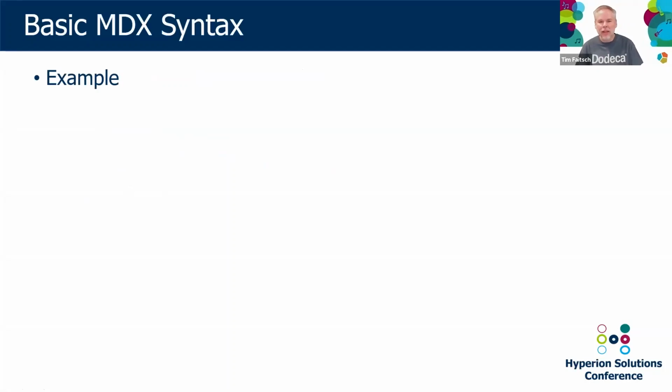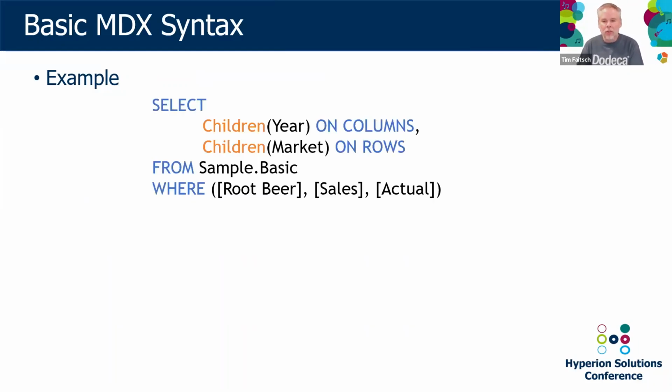So now that we've got those building blocks of the tuples and sets, we can build a select statement. All MDX uses the word select to pull the data in. And then we can give it our sets for our columns and our set for our rows. Right, so we're specifying, hey, give me all the children of year on my columns. Give me all the children of market on my rows. So it's not really that complicated. It's just like we're programmatically building out an ad hoc retrieval sheet. And I tell it I want to use the Sample Basic cube.